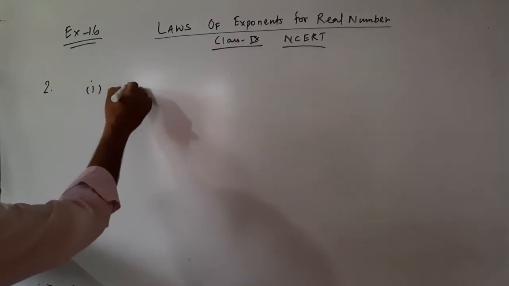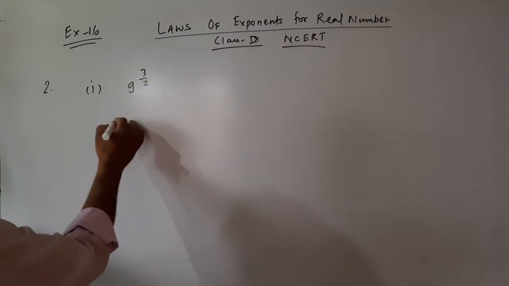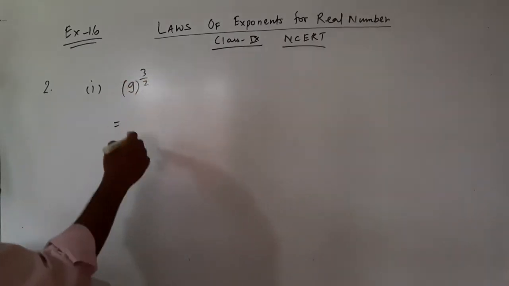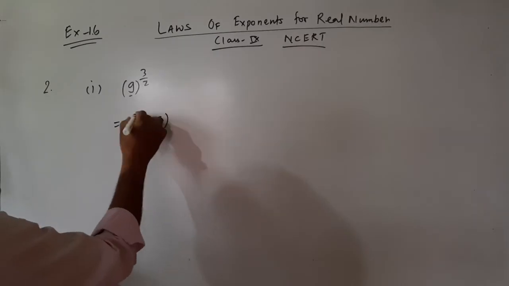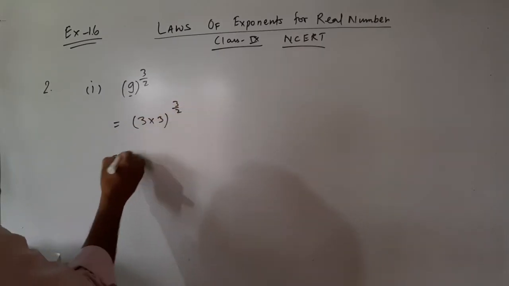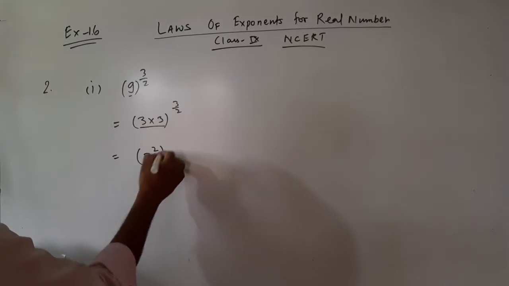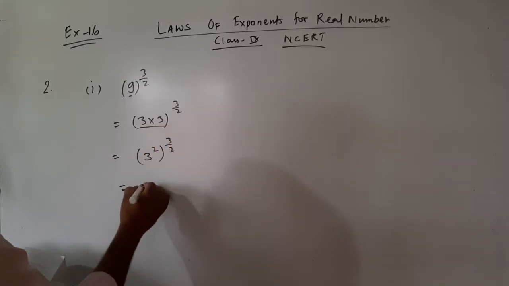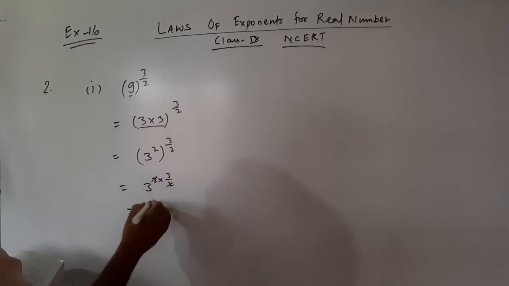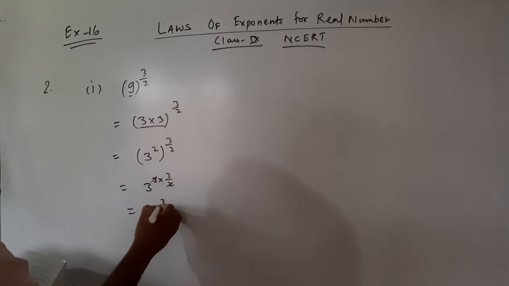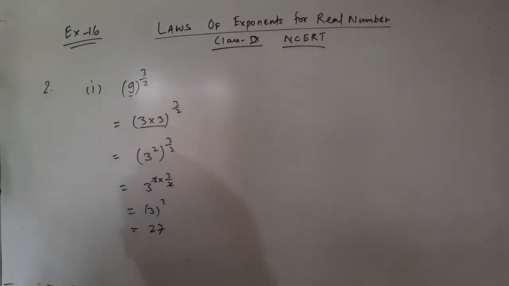In question number 2, 9 to the power 3 by 2. Let's prime factorize that: 9 is 3 into 3, which means 3 to the power 2, and the whole to the power 3 by 2. So 2 into 3 by 2 gives 3 to the power 3. 3 threes are 9, and 3 nines are 27. This is your answer.